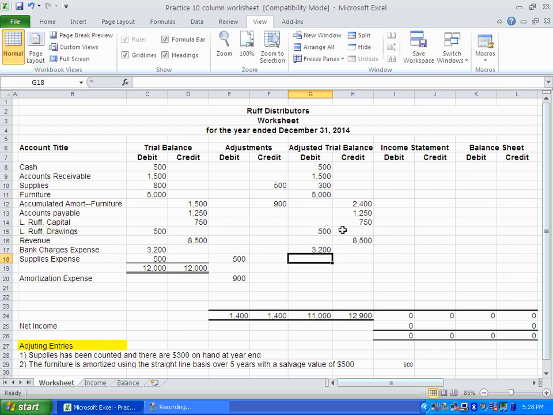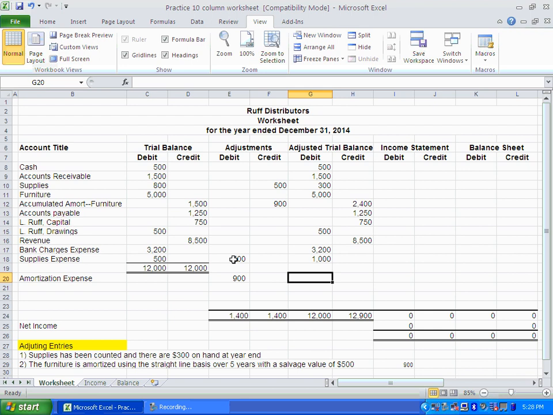Remember too, sometimes I notice that students get this mixed up. Make sure that you get your debits and credits correct. If this is a debit in the trial balance, make sure it's a debit in the adjusted trial balance. Moving on, supplies expense. Well, there was $500 on the trial balance, but we also have an adjustment of $500. We're debiting that account for $500 more. So that's going to be a $1,000 debit.